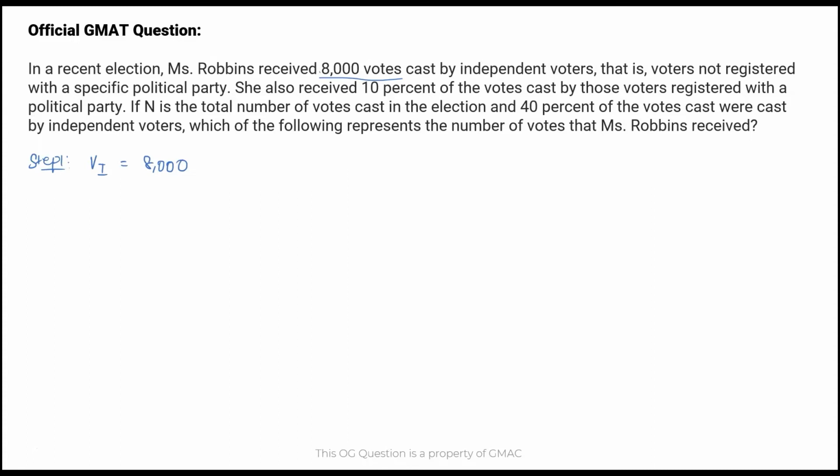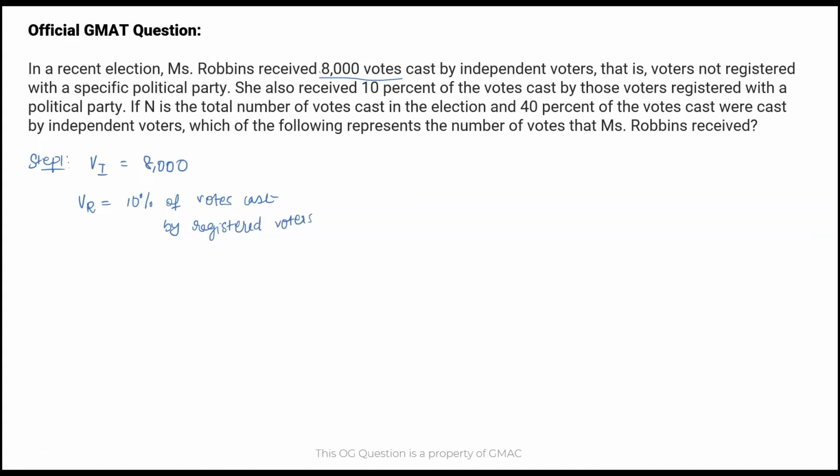Next, it is given that she received 10% of votes cast by those voters registered with a political party. So if the number of votes which were cast by registered voters is denoted by VR, then Miss Robbins received 10% of such votes, of votes cast by registered voters.